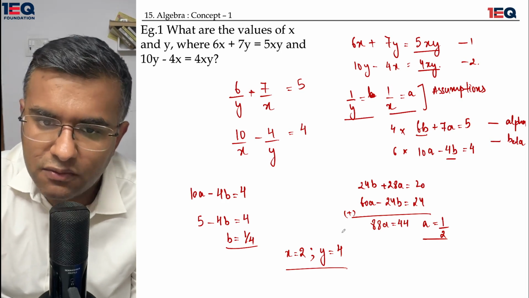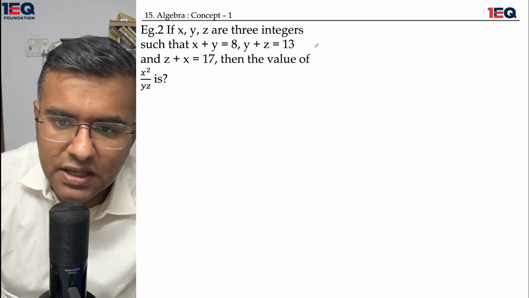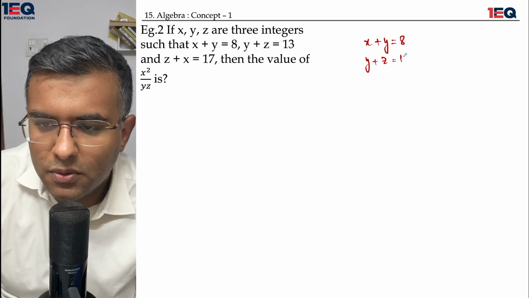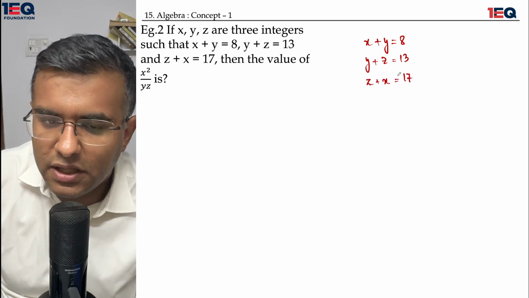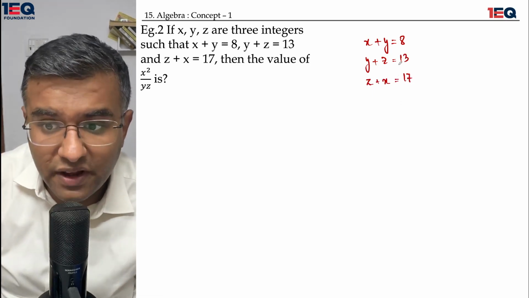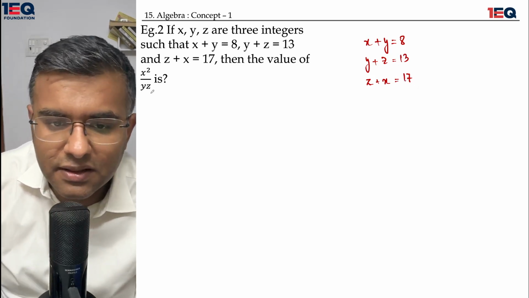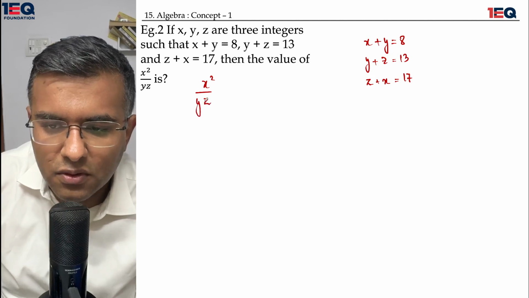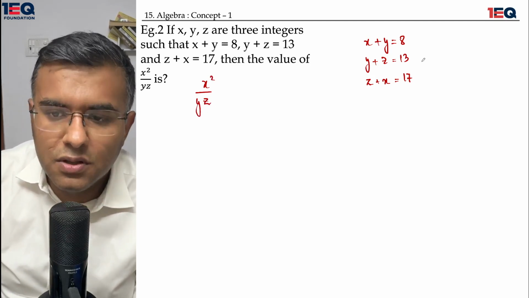Let me take things forward. Now, I have three variables, I have three equations. This means it is definitely solvable. I'll write them down. X plus y being equal to 8, y plus z being equal to 13, and z plus x being equal to 17. Now, if I can reach a point where I can find out the values of all of them separately, then I can easily tell the value of x square upon y into z. Yep. So I'll do that.